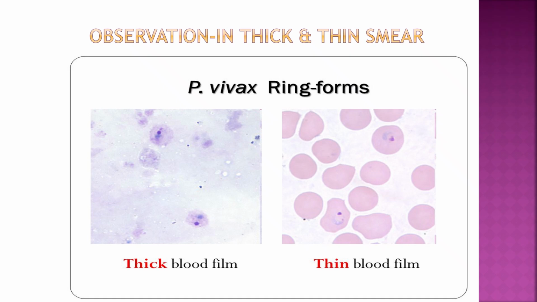Usually in a thick blood film, you can see only the imprints of the parasites, that is the ring form, blue in color, and the nucleus is pink in color, and very few RBCs. In a thin blood smear, you can see plenty of RBCs containing the ring form of the parasites; the nucleus is pink in color and the ring is blue in color.